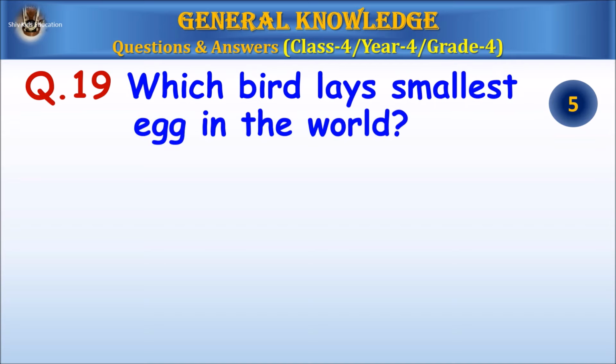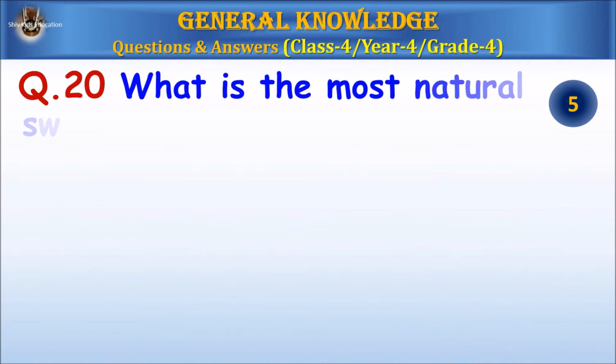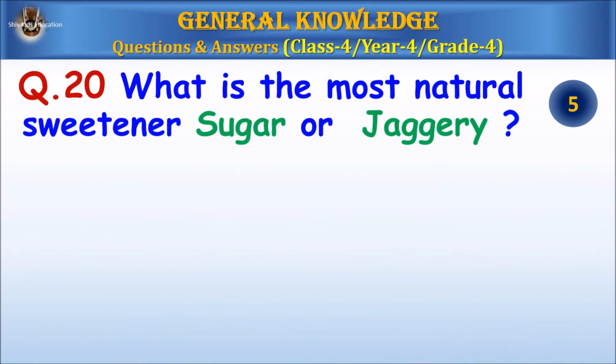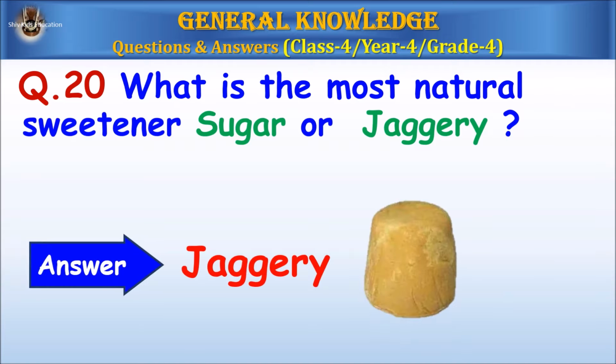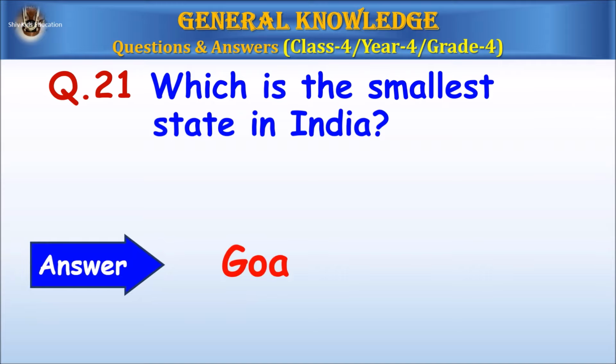19. Which bird lays smallest egg in the world? Answer: Hummingbird. 20. What is the most natural sweetener? Sugar or jaggery? Answer: Jaggery. 21. Which is the smallest state in India? Answer: Goa.